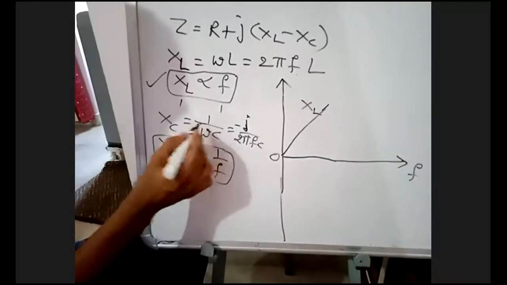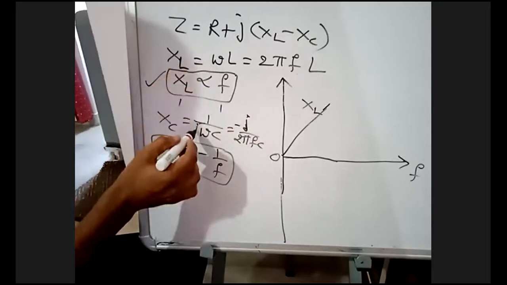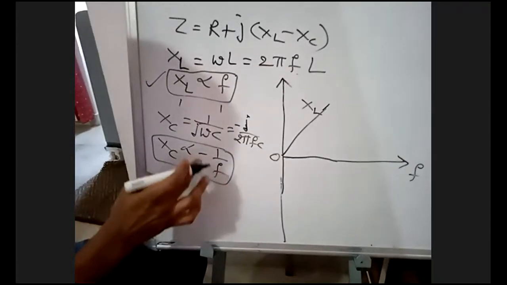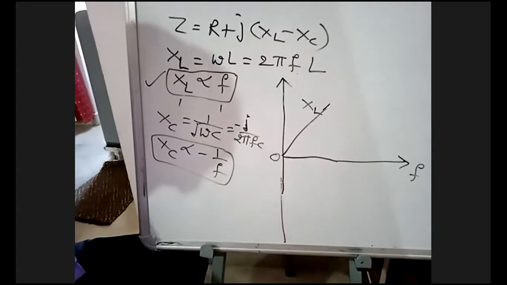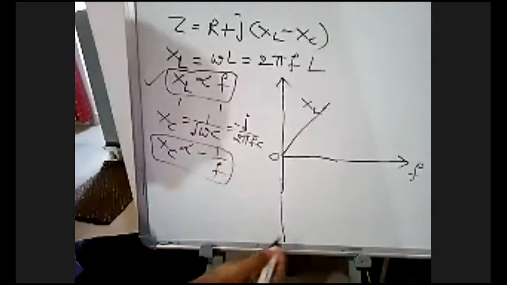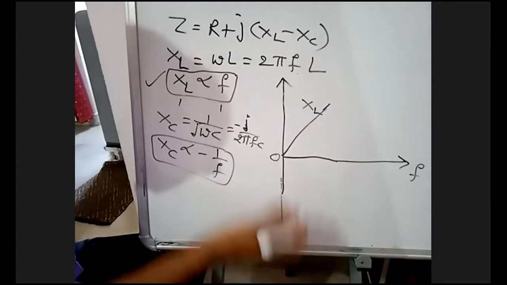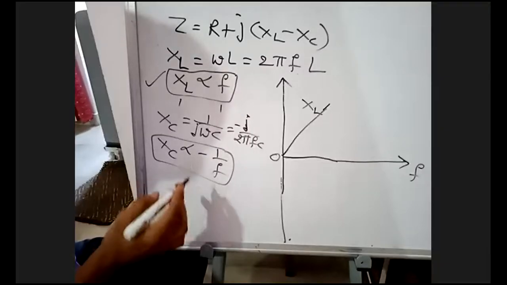Because XC is 1 by j omega C, let us take 1 by omega C. Here j is in the denominator. If j comes to the numerator, it becomes minus j, so XC is negative. Substitute F is equal to 0. What is 1 by 0? Infinity. Minus infinity means on the y-axis. I am taking minus infinity somewhere here. It goes beyond this, we can't define the infinity. Minus infinity.